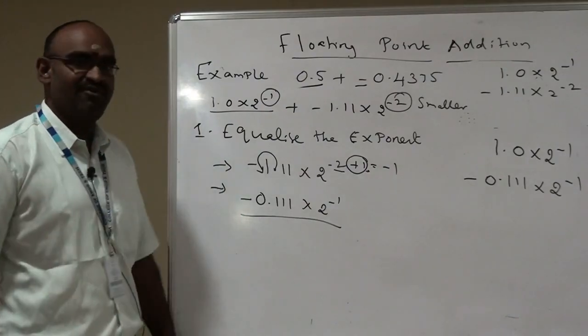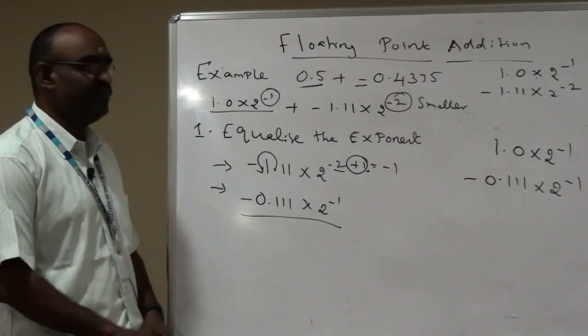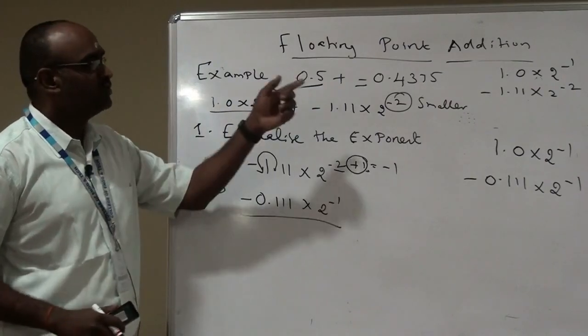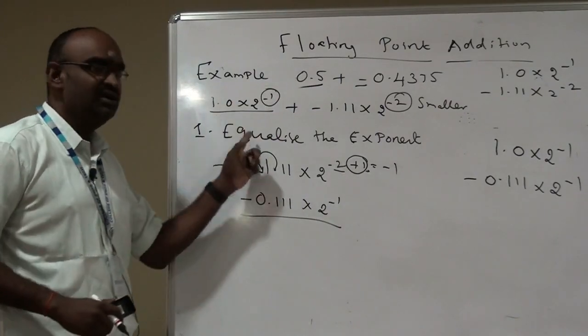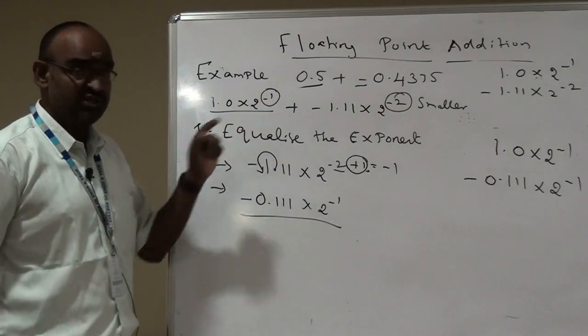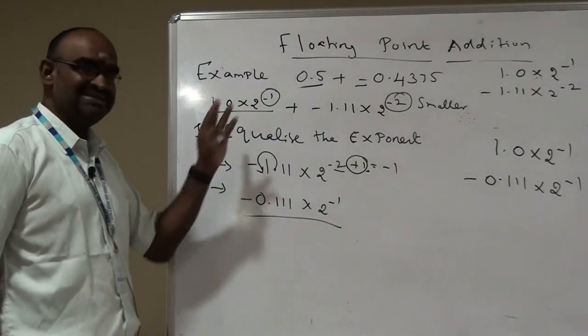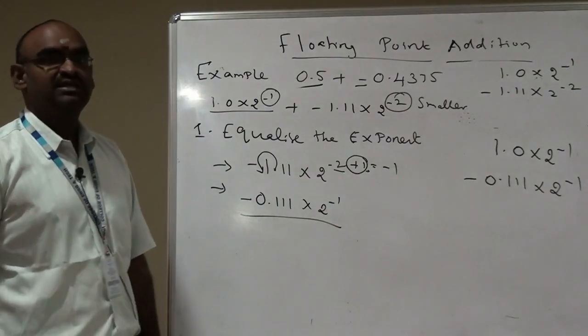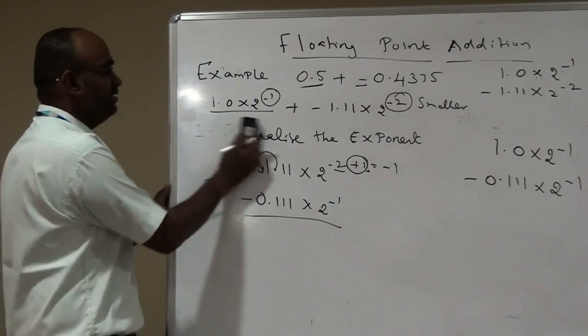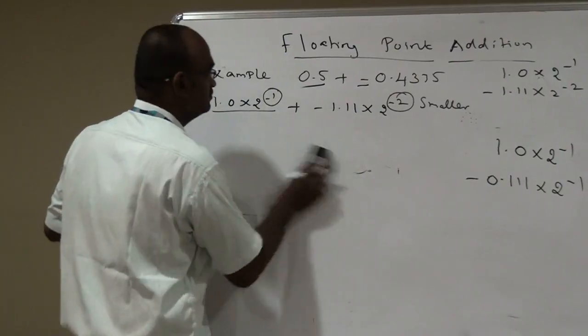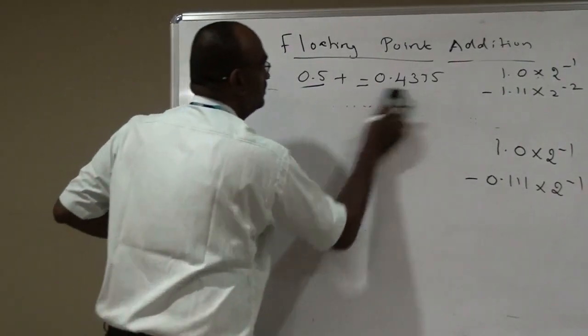After the first step of the algorithm, that is equalize the exponent, we compare the exponent values. The smaller exponent value should be equalized to the larger exponent value. Here minus 2 is the smaller, so we increment it by 1, and the binary point should shift left for the incrementation, right. Clear, right? Now we are going to do the second step.